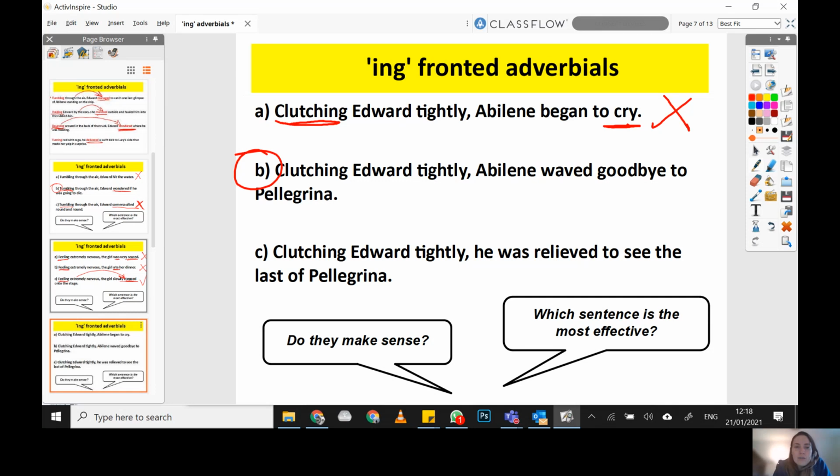And C doesn't make sense because clutching Edward, he was relieved. Is he clutching himself? Does not make sense. So no to that one. The most effective one is B. Well done if you said that.